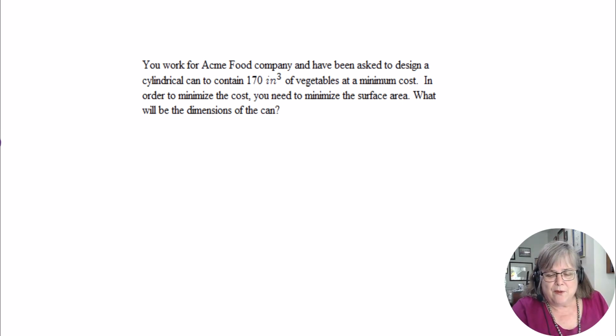It says you work for Acme Food Company and you've been asked to design a cylindrical can to contain 170 cubic inches of vegetables at a minimum cost. So you are trying to minimize the cost, and in order to minimize the cost, you need to minimize the surface area. That's been your task assigned. What will be the dimensions of the can? All right. Now, I want to minimize the cost by minimizing the surface area. So you have some sort of a can.